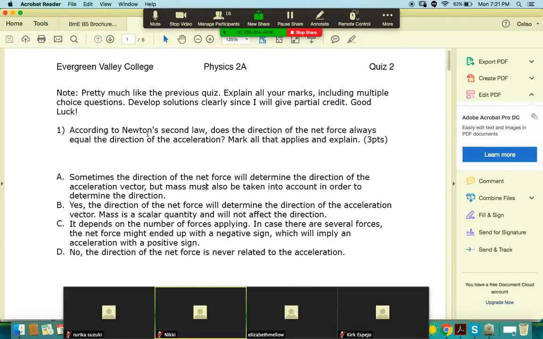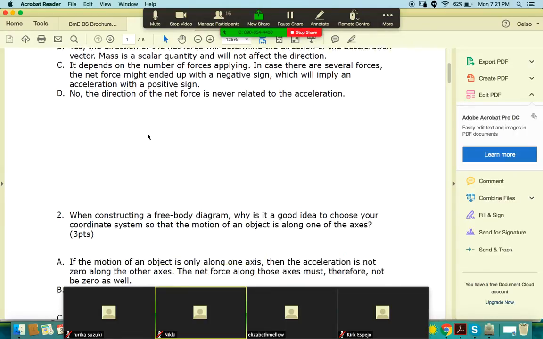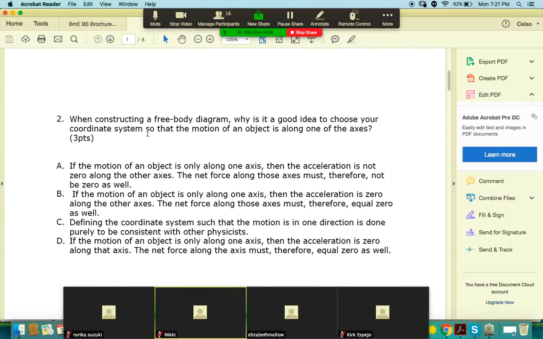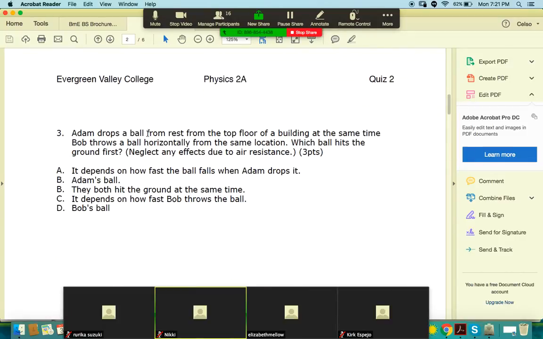According to Newton, oh, this one you don't need it for tomorrow. Newton's second law is not tomorrow. Free body diagram is not tomorrow.